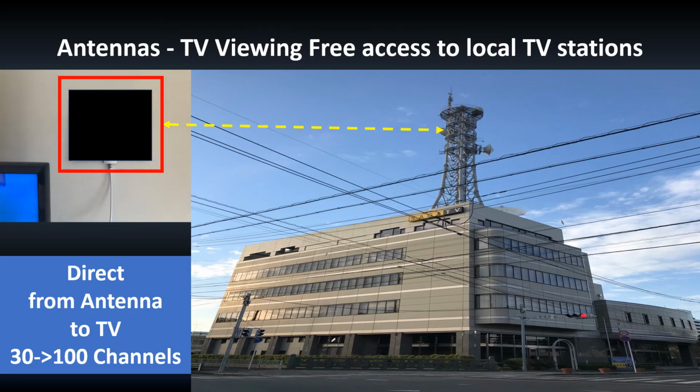we'll start with, first of all, antennas. Antennas is a way of viewing TV with free access to local TV stations. We had antennas long before we had cable, and you can today look at television directly from your antenna through the airways, and you can get anywhere between 30 to 100 channels. In the Sunrise building here, you should be able to receive 65 channels, including all local viewing.